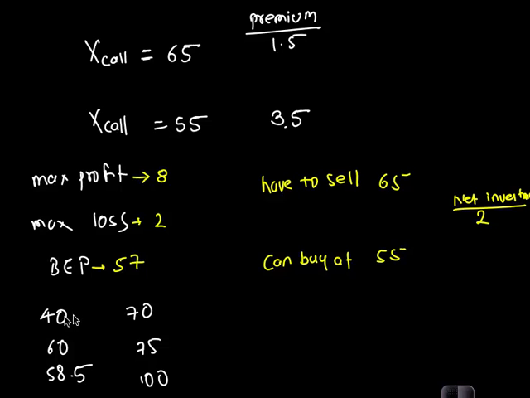If we are below 55, then we have a loss of 2. Here we are recovering 5, but we have invested 2, so we have a profit of 3. Here at 58.5, we have a profit of 3.5, investment of 2, so net profit 1.5. At 70, we have the maximum profit of 8.